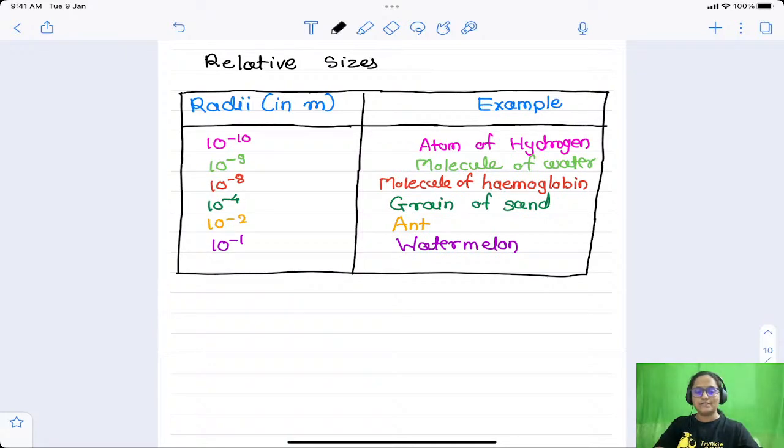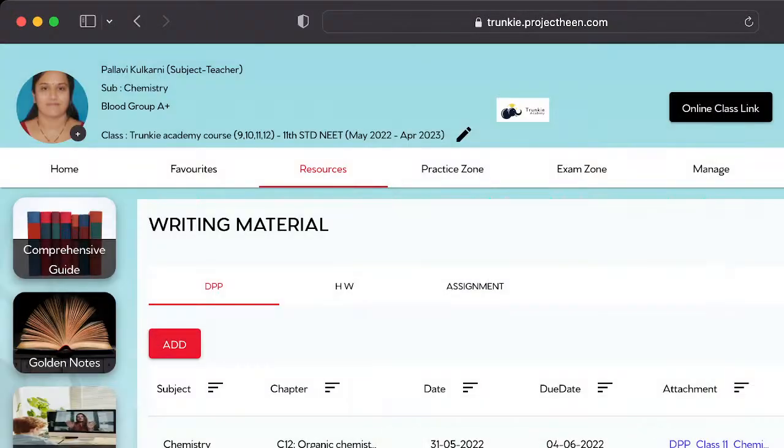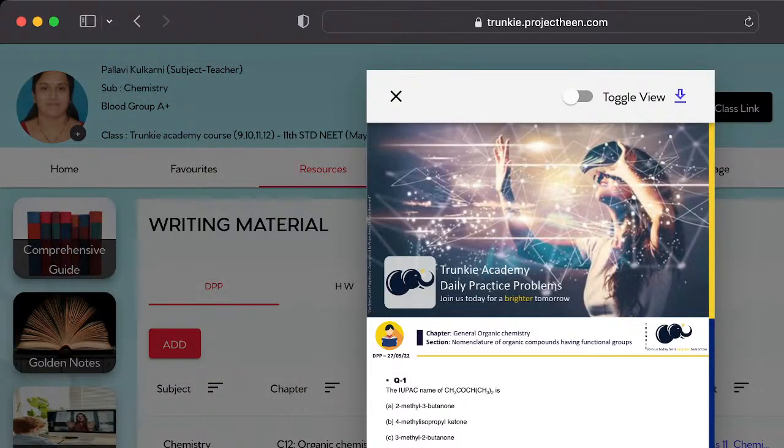Other things we are going to discuss in the next class. Before ending the class, let me show you the daily practice problem, that is DPP. This is the teacher's portal, similar will be the student portal. You have to go to resources, then to the writing material, wherein you can see the DPP. You can download it in the form of PDF. Write down the solutions on paper or in a notebook, take a picture of the solutions, then upload it on the portal. The teacher will review and evaluate it and let you know the suggestions and corrections.